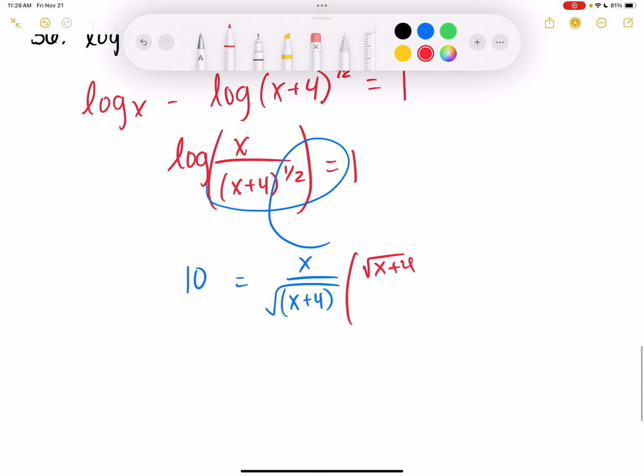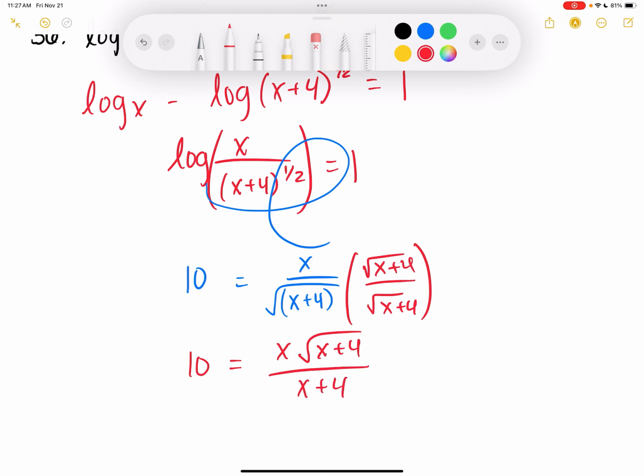Because I don't have this one already worked out, I don't know which way is going to be the most efficient, so we're just going to try and find out. There might be a faster way, there might not be. So then we've got x square root of x plus 4 over x plus 4. Do we have to do the same for the other side as well? We just multiplied by 1, so it doesn't matter.